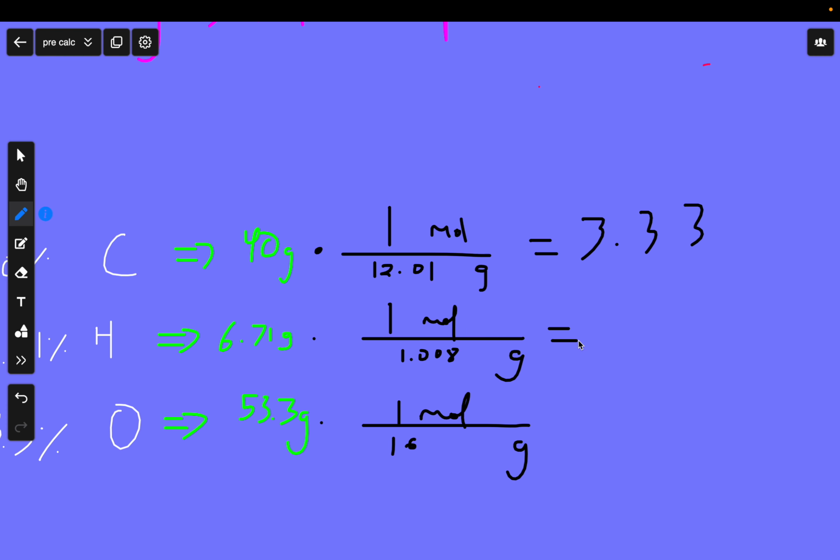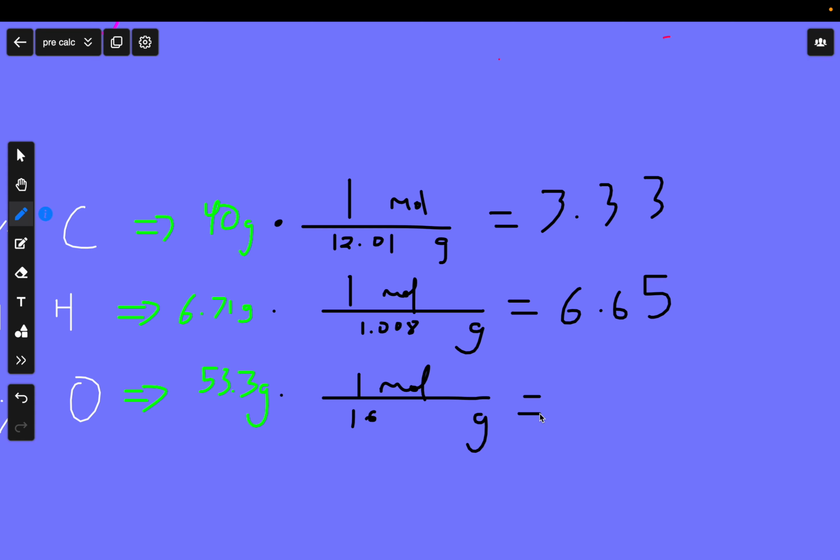6.71 divided by about 1.008 will get you 6.65 moles. And right here we'll get 53.3 divided by 16. We'll get you around 3.331. Okay. This is 3.330. This is 3.331.